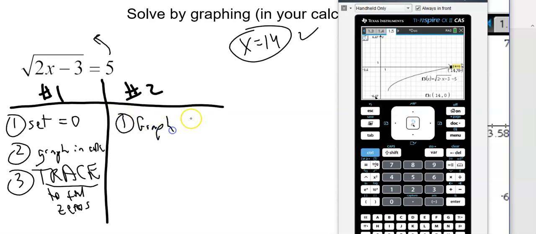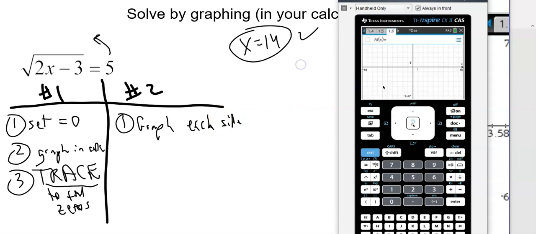I'll just show it to you. Graph each side of the equation. So what I mean by that is I'm going to graph here square root of 2x minus 3. And as my second equation, you tab to open up the entry line. I'm going to graph 5. I'm going to see where those two guys cross.